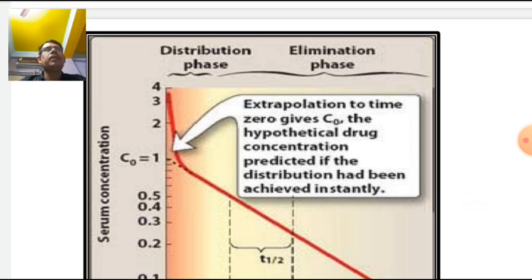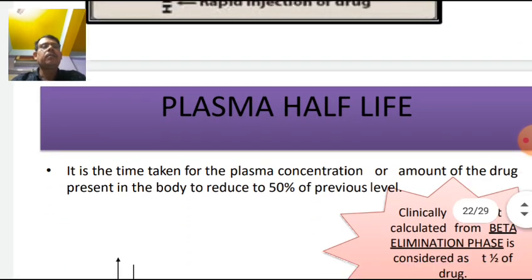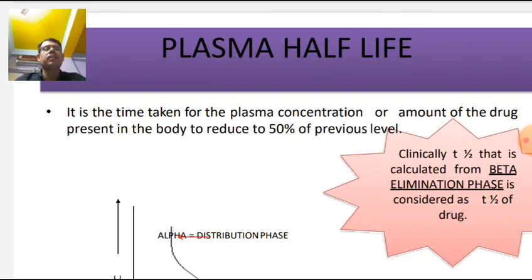After the drug is administered, it is absorbed and distributed, then its action ends and it is eliminated. Extrapolating to time zero gives C0, the initial concentration, assuming instantaneous drug distribution. Plasma half-life of a drug is the time taken for the plasma concentration, or the amount of drug present in the body, to reduce by 50%. It is the plasma half-life or T-half.